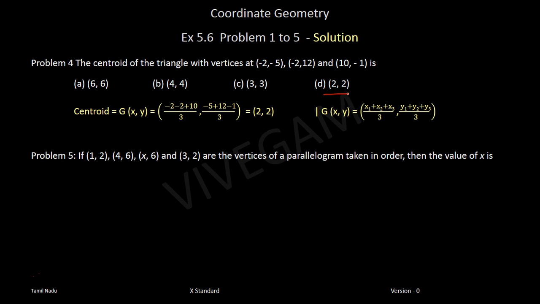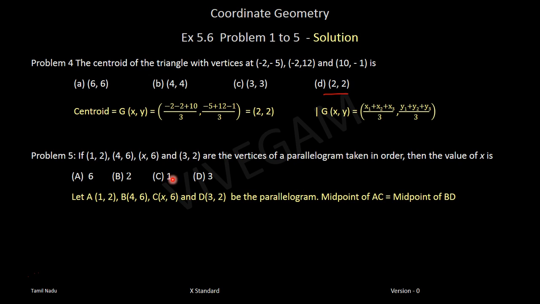If (1, 2), (4, 6), (x, 6) and (3, 2) are the vertices of a parallelogram taken in order, then the value of x is... If they say it's the vertices of the parallelogram taken in order, we don't need to worry, it is already in the particular order, anti-clockwise or whatever it is. But in the parallelogram, we know the diagonals bisect each other, right? So let the vertices be A, B, C and D. The key point is the midpoint of AC will be equal to the midpoint of BD.